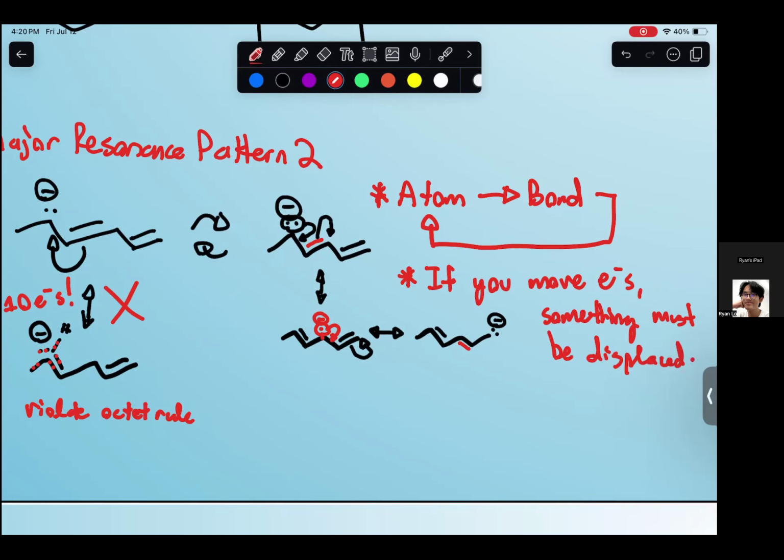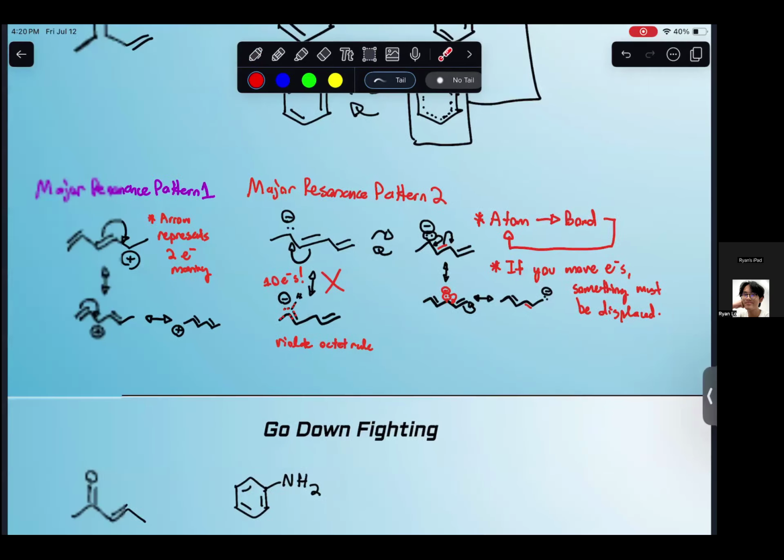As you can see here, you start off with an atom. These lone pairs are on an atom. They move into the bond. And in response, something else goes from bond to atom and is displaced. So these are the two major resonance patterns.